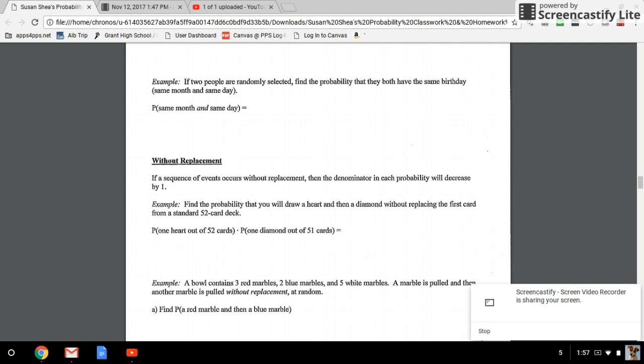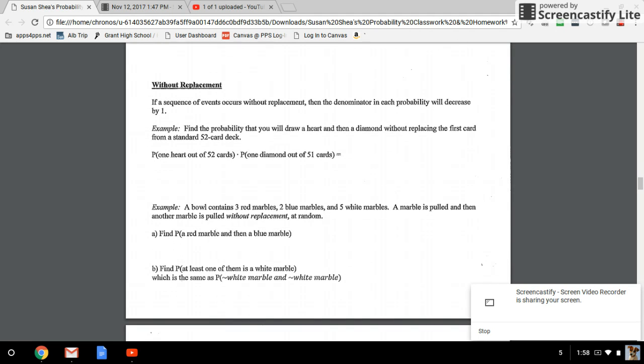If 2 people are randomly selected, find the probability that they both have the same birthday, same month and same day. Well, it's pretty random that they would have that, right? Same month and same day. How many days a year? Let's pretend we are not in a leap year. So same month is 1 out of 12, and same day, 1 out of 365. Okay, let's move on. I think we've got enough examples right here.